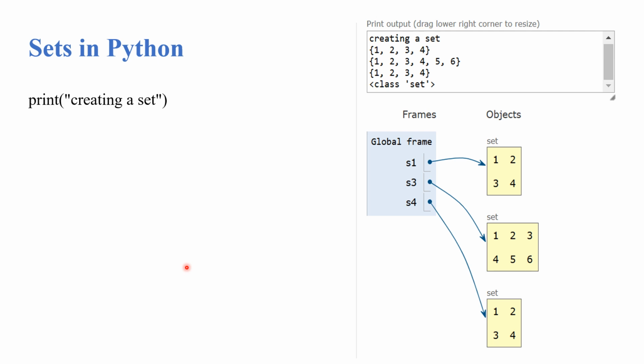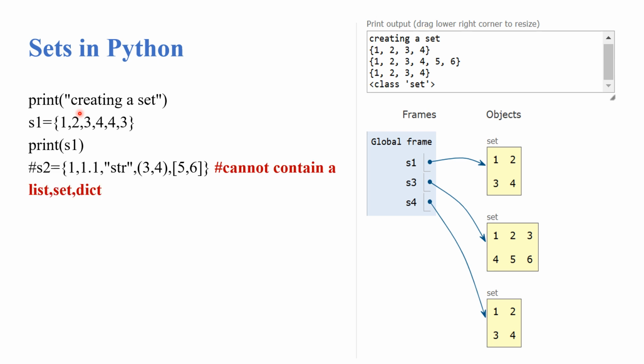First we are creating a set and printing it. Next we are adding elements inside the set: 1, 2, 3, 4, 4, 3. Then we print S1. When I print it, what will be the output? 1, 2, 3 and 4. As already said, a set cannot contain a list, a set or a dictionary as an element. You can observe here a list is an input, so it will throw an error.